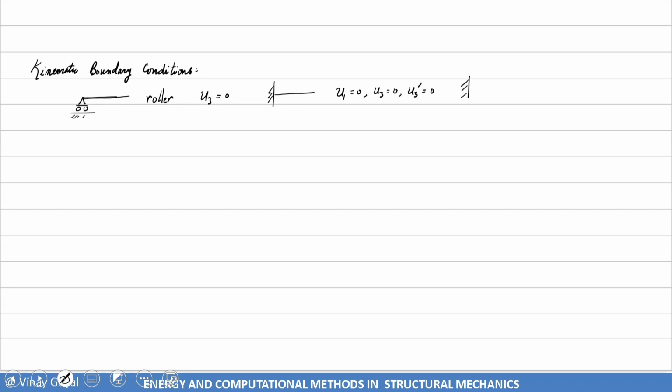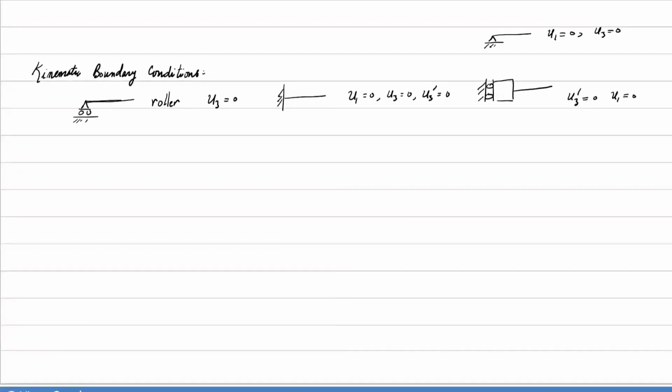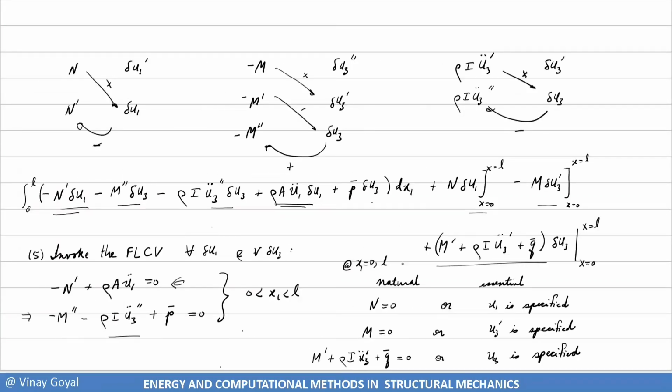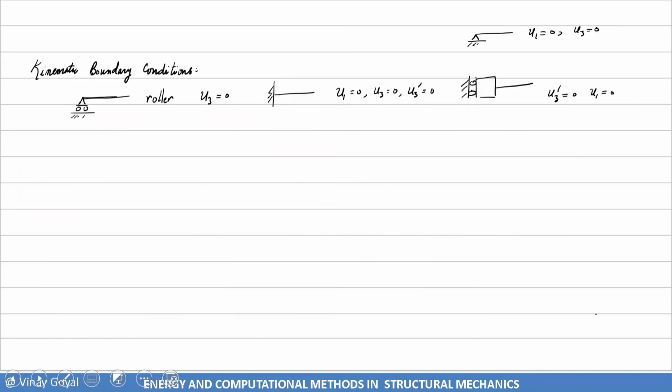I can have a roller like this. Here, U3 prime is 0, no slope, U1 is 0. Or I can have a fully pinned condition. So a pinned condition looks like this. That means U1 is 0, U3 is 0. So that's a possible boundary condition you can have for Euler-Bernoulli beam theory, and that came from the boundary conditions we had. If you recall, we have these boundary conditions here, and I'm trying to show you physically what they mean when they're combined.